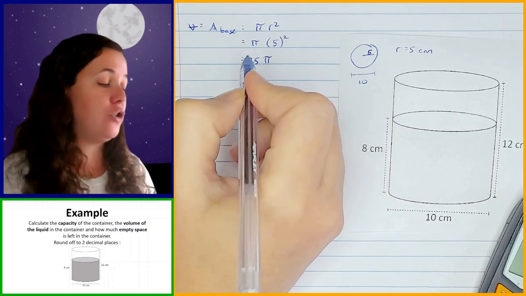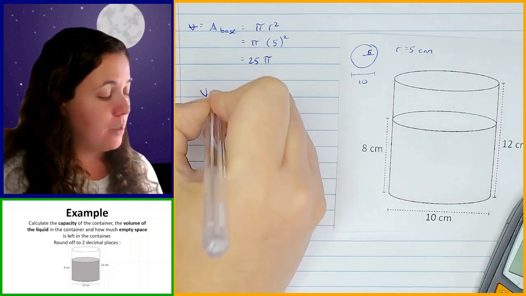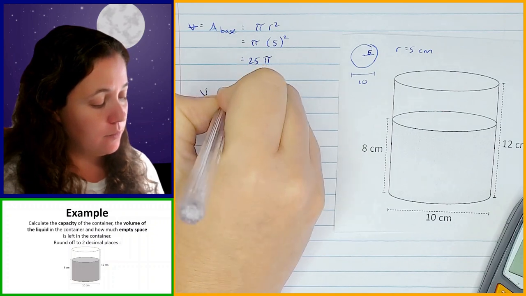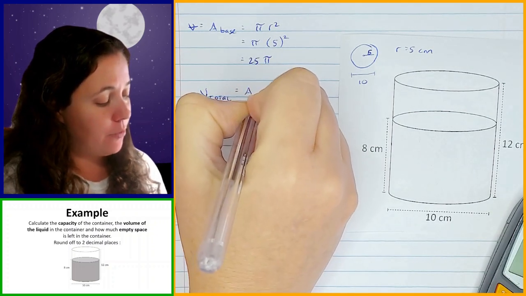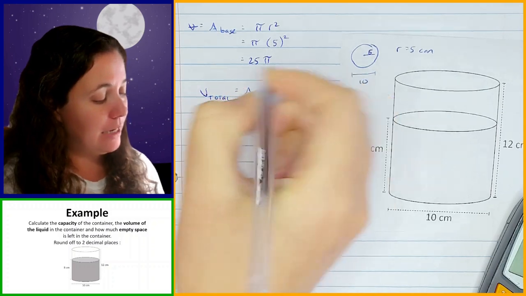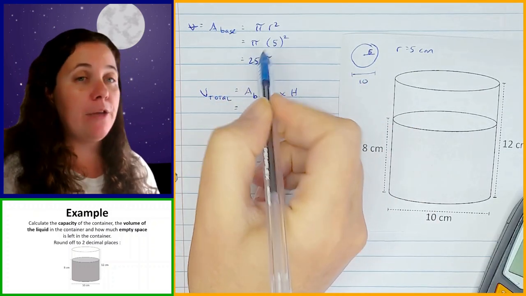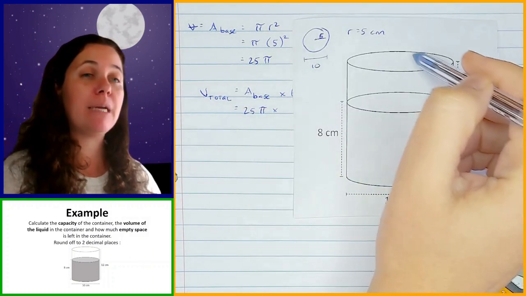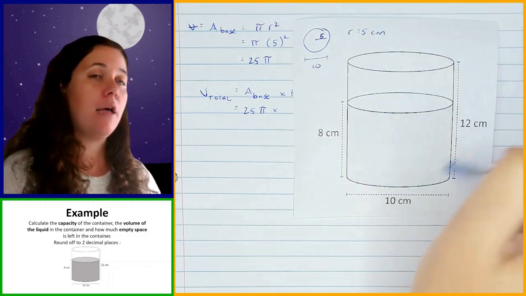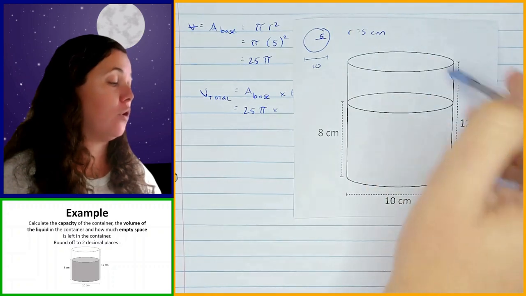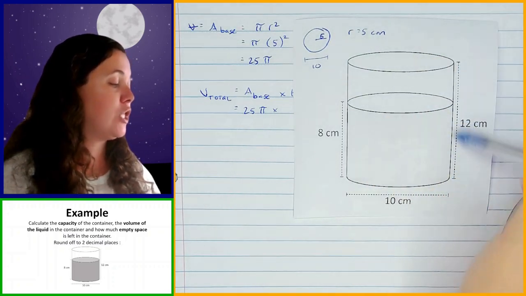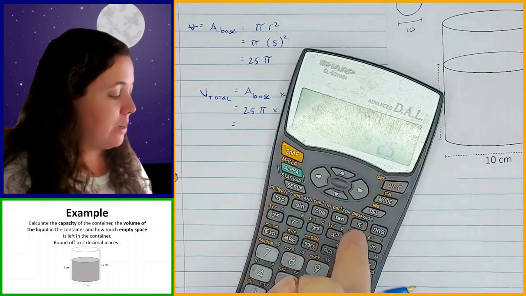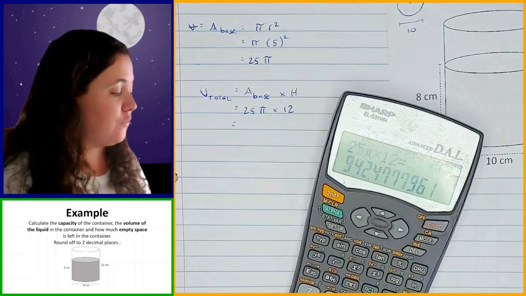Then we're going to use that to work out the volume of the whole container. That's the total volume. So that's going to be the area of the base multiplied by the height. The area of the base is 25 pi multiplied by the height. Now, because I'm working out the capacity, we're going to be working with the total volume of the whole container. So that's going to be using the height of the whole container, which is 12 centimeters. And that gives us 25 pi times 12, which is 942.48 centimeters cubed.